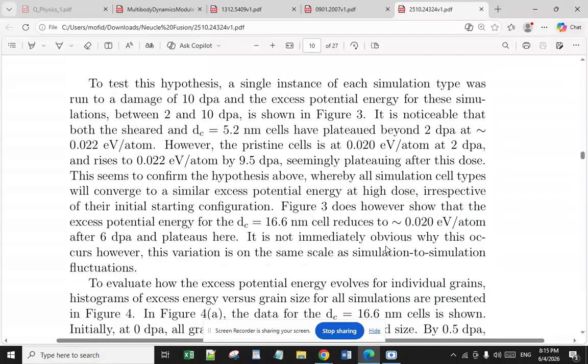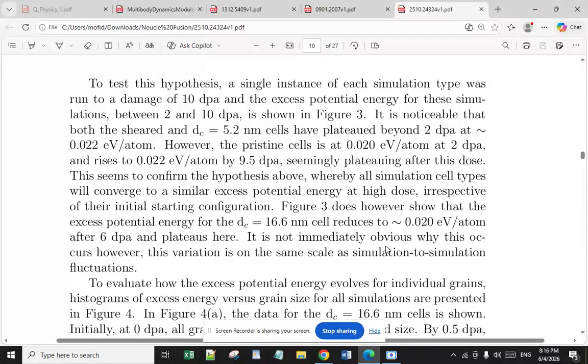However, the Bernstein cells is at 0.020 electron volt per atom at 2 dPa and rises to 0.022 electron volt per atom by 9.5 dPa, seemingly plateauing after this dose. This seems to confirm the hypothesis above, whereby all simulation cell types will converge to similar excess potential energy at high dose, irrespective of their initial starting configuration.